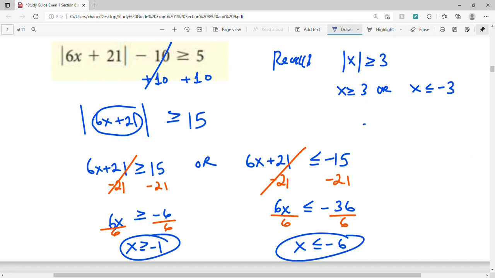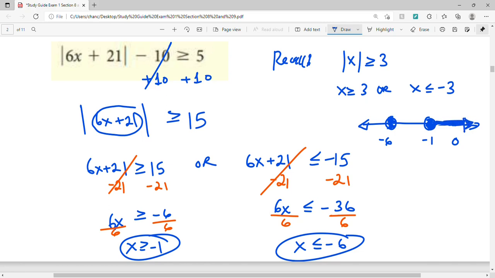Let's graph our solution on the number line. We have a negative 6 and a negative 1. And so we'll have a closed circle for both of these. For the negative 1, it points to the right.